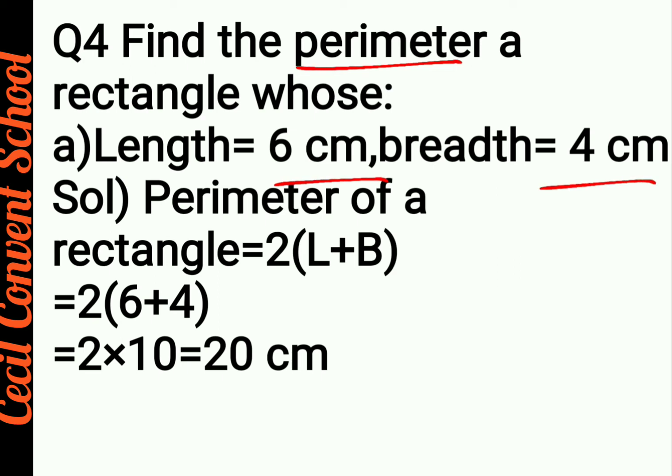So perimeter of rectangle formula is 2 into (L plus B). This bracket means into. Because there are two values, so we put a bracket in place of multiply. Then 2 bracket, value of L is 6 plus breadth value is 4, then add them. Firstly you solve this bracket. You have done in 5th chapter how to use BODMAS. So that one we use.